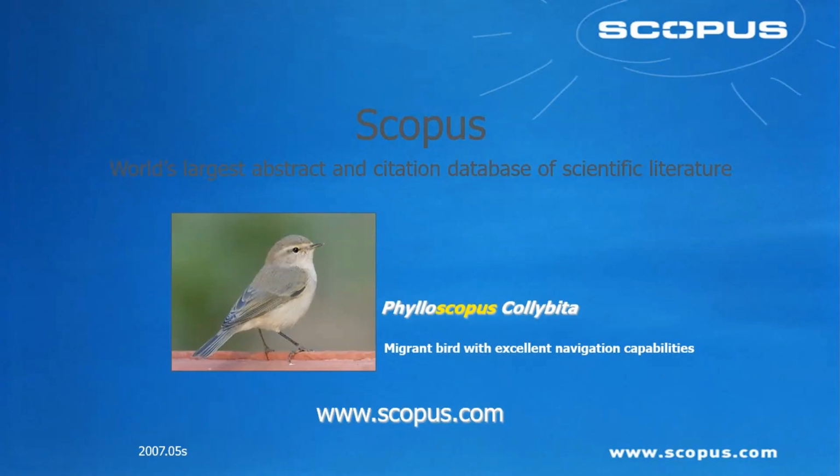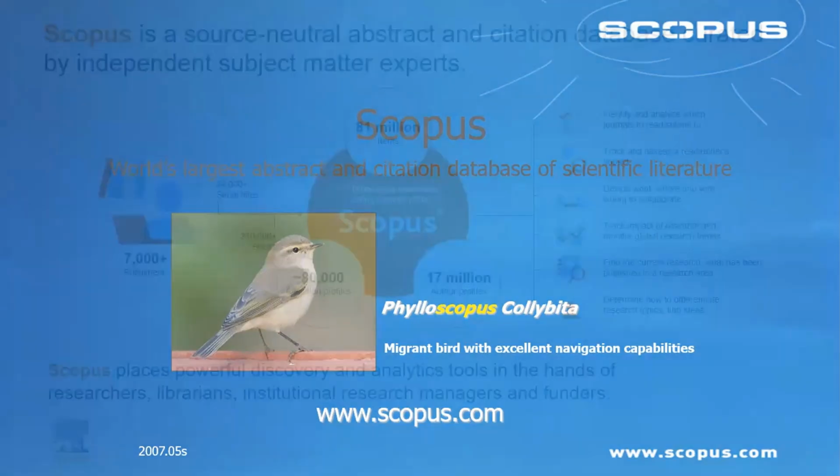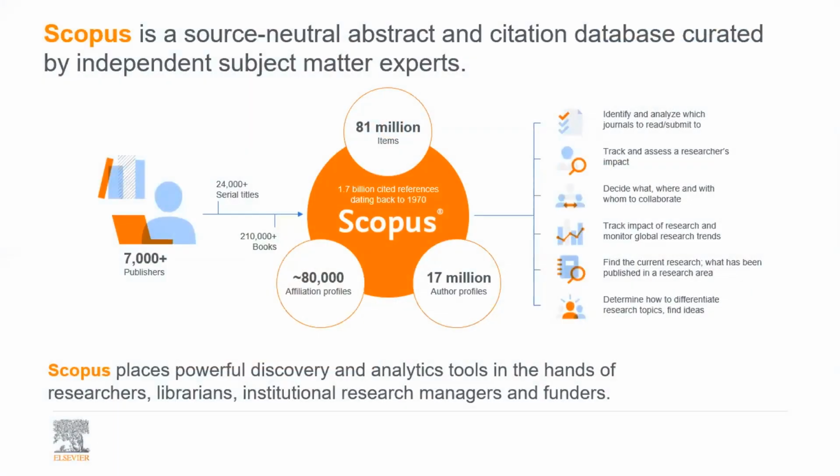possible. So let's take a look at a little bit of numbers. Scopus is a source neutral abstract and citation database, which is curated by independent subject matter experts. It covers 81 million items, including records from journals, books and book series, conference proceedings, and trade publications, across 17 million author profiles and 80,000 institutional profiles.